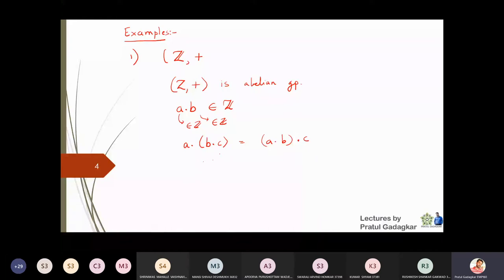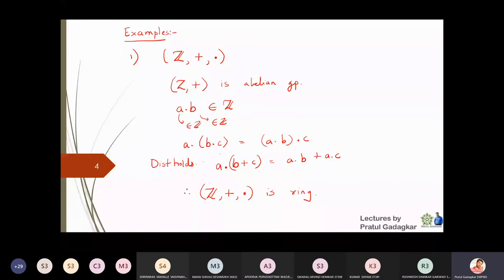So this is true. So this property holds for any three integers, right? And moreover, if I multiply 2 into (3 plus 4), is it equal to 2 into 3 plus 2 into 4? Yes. So in general, the distributivity property also holds for any three integers, right? So distributivity also holds. So this means that I have got the first example of a ring. That first example is Z with respect to usual addition and usual multiplication. This will form a ring.